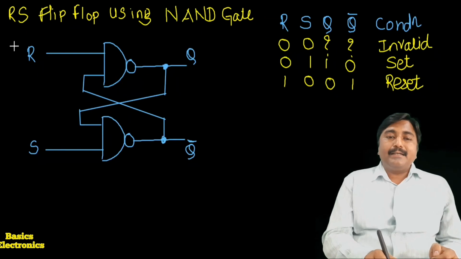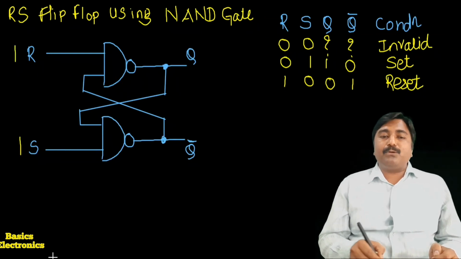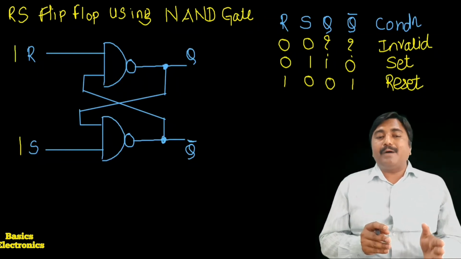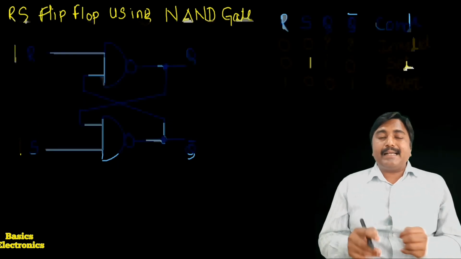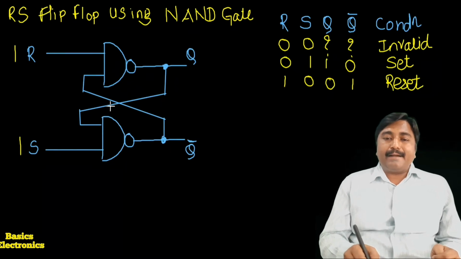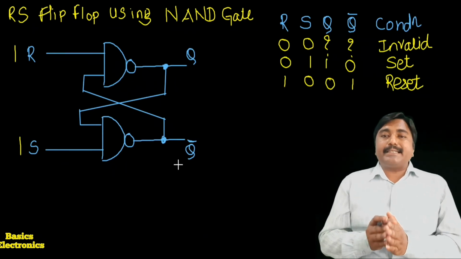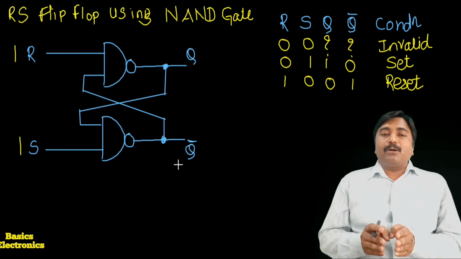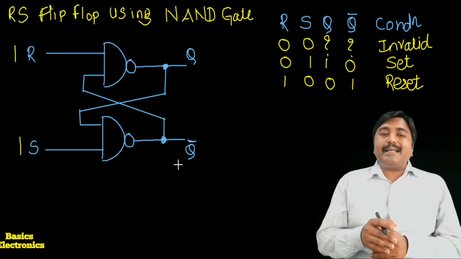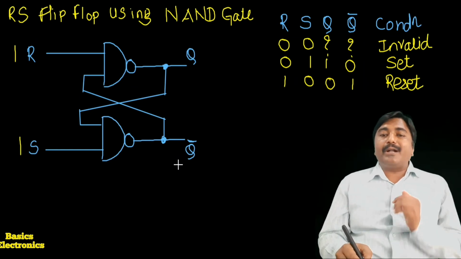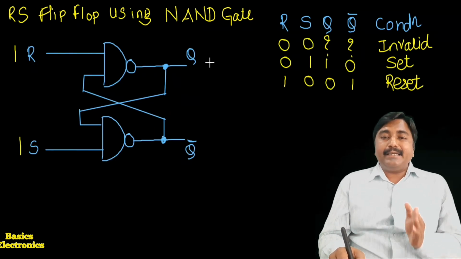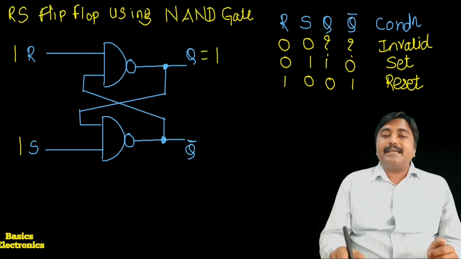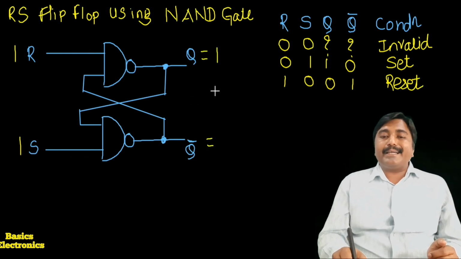Now we apply the last input condition, R equals 1 and S equals 1. Here we have to consider the previous state of the flip-flop, because we cannot produce the output by applying the R input and the S input alone. For example, suppose before applying the inputs R and S, the initial state of the flip-flop is in the set condition, meaning Q equals 1 and Q bar equals 0.